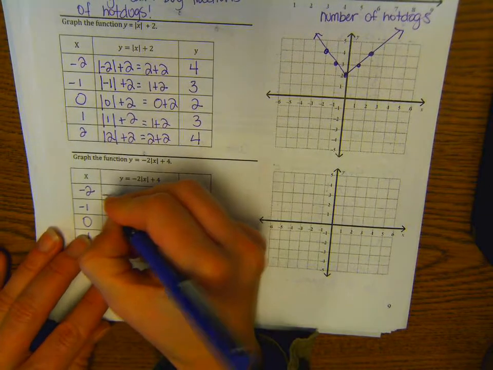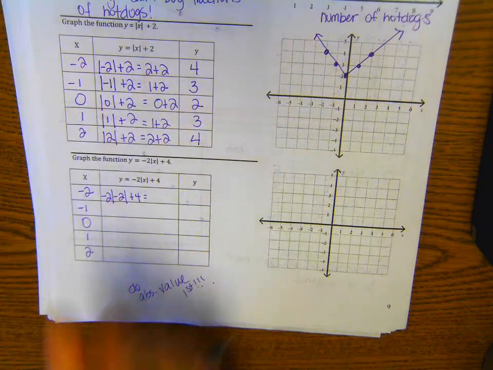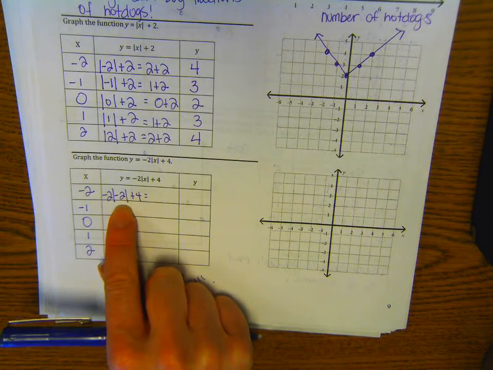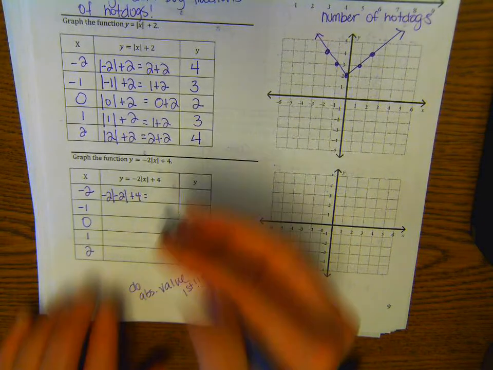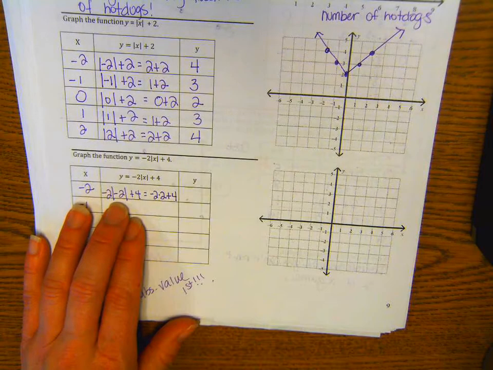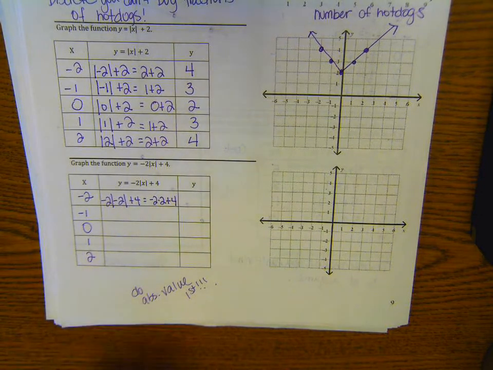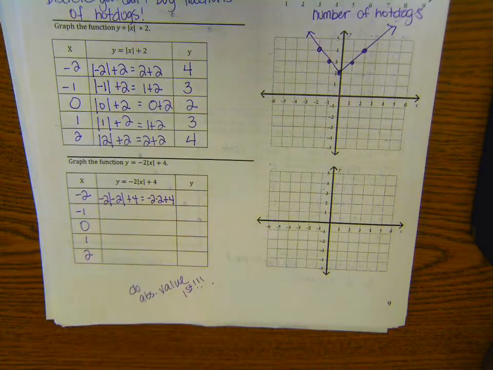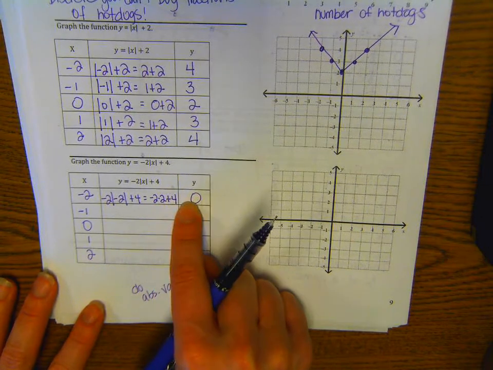Okay, so here we go. So be very careful here. I'm not going to do negative 2 times negative 2. Do the absolute value first. What's the absolute value of negative 2? Positive 2. Agreed? So I am going to actually do negative 2 times positive 2 plus 4. What is that going to give me? Careful. 0. Because negative 2 times 2 is negative 4. Negative 4 plus 4 is 0.